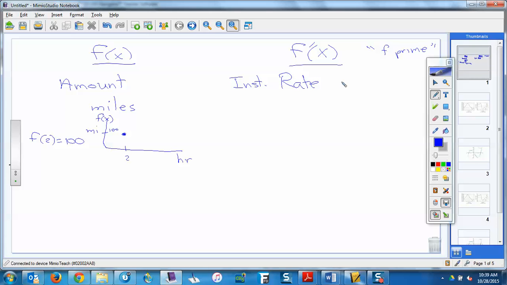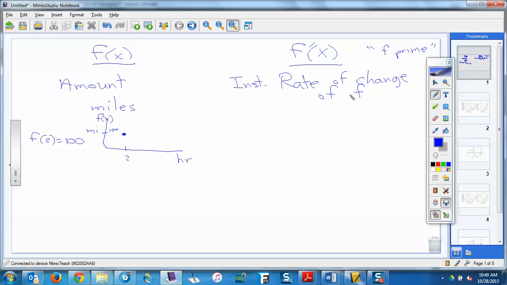Remember we did the door opening, how fast is it opening at 1 second? The instantaneous rate of change of F. That's what we're talking about. So F prime is the rate function. So every function can be considered an amount, and then F prime is the rate of change of that amount. That's called the derivative. Okay, F prime is the derivative.